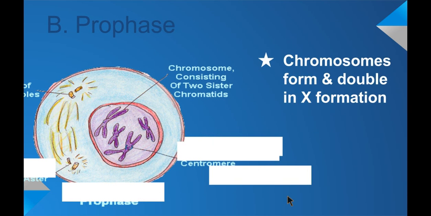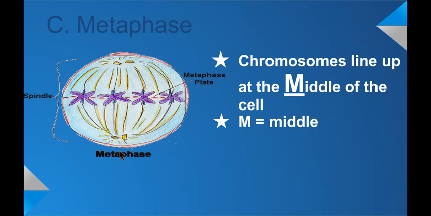Prophase is when chromosomes form, and they form this X formation that you saw in the video and in this picture right here. So they're X'd up, 2 chromosomes crossed. The nucleus breaks up. Then we have metaphase, when the chromosomes line up in the middle of the cell that's dividing. You can remember this because M metaphase, M middle. So in metaphase, the chromosomes line up in the middle of the cell.